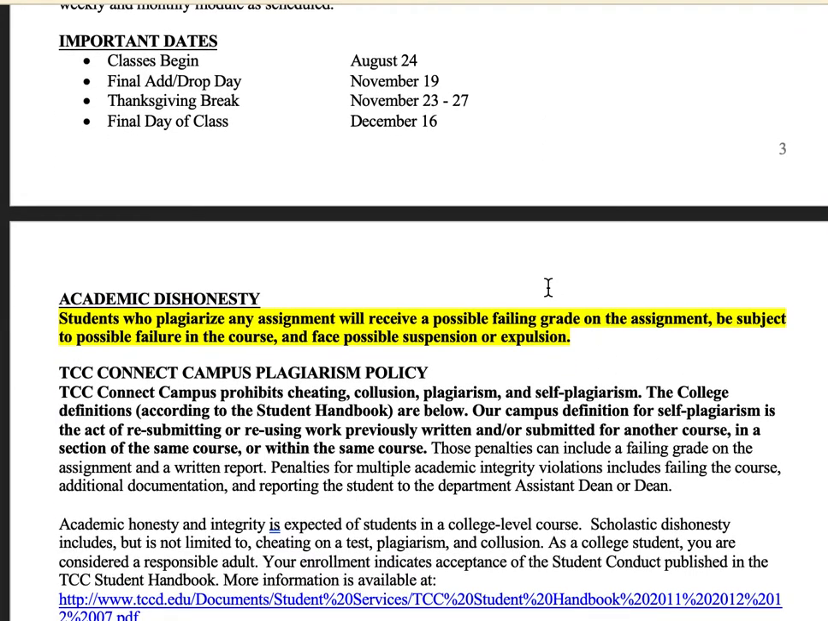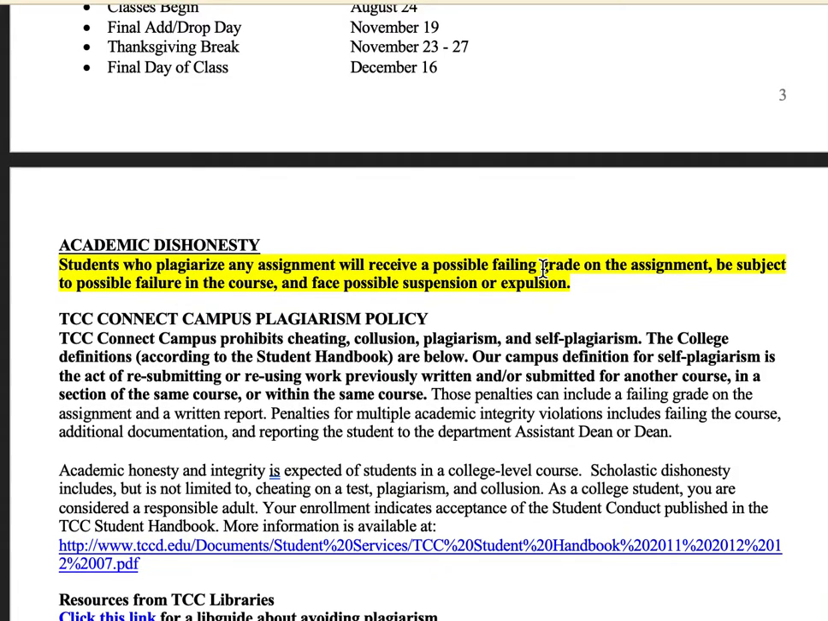So the dates for you: classes begin August 24th, final drop date is November 19th. Thanksgiving break is the 23rd through 27th this year, so you will not have any work from me that week. You'll have it off. And then the final day of class is December 16th. One thing I did want to note for you, just to be clear, is there is no final exam in this course. Once we wrap up that last final essay, there are some extra credit opportunities, but there is no final exam.